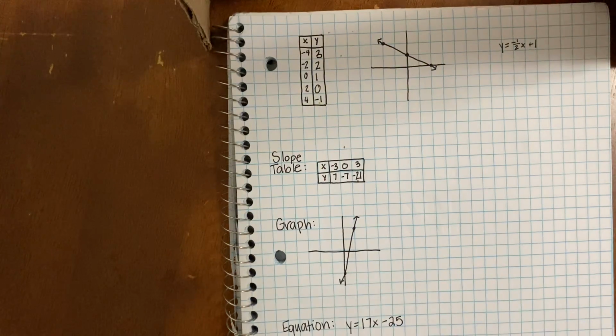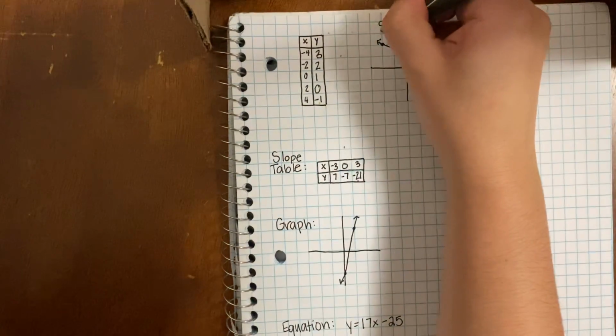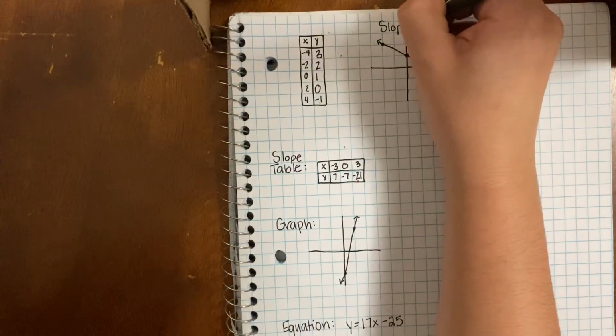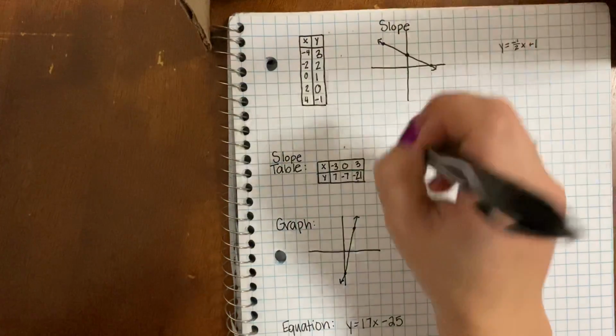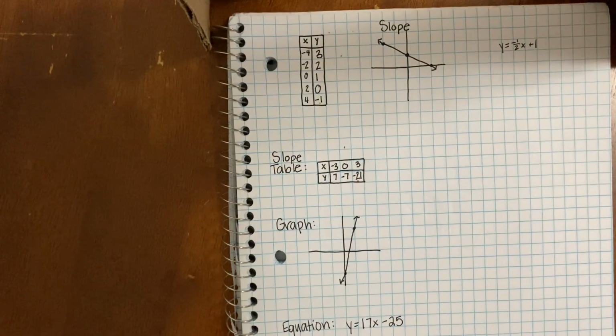All right, so we are going to be looking at slope, and more specifically slope in a table, graph, equation, and some key things you can look for when working with word problems. So I want to do a brief overview of slope in general.